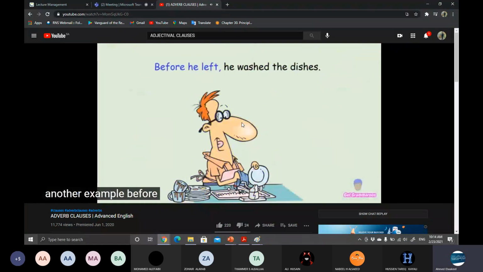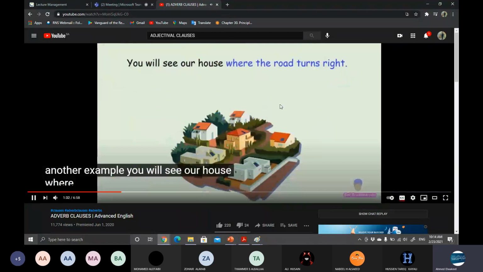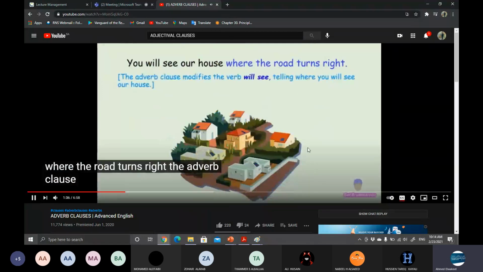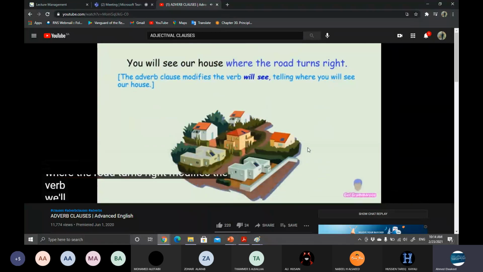Another example. Before he left, he washed the dishes. The adverb clause, before he left, modifies the verb washed, telling when he washed the dishes. Another example. You will see our house where the road turns right. The adverb clause, where the road turns right, modifies the verb will see, telling where you will see our house.